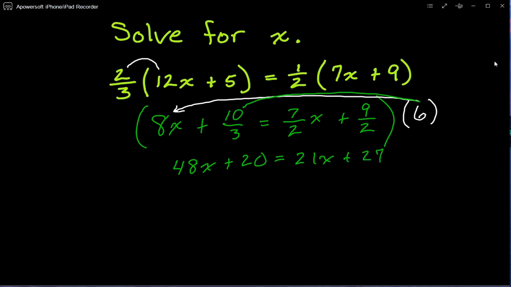We're now going to move our variable terms to one side, so I'm going to subtract 21x over to this side, and that will give us 27x. Move the constant terms to the other side, so we're going to subtract 20. That gives us 7. And then the last step is to isolate x by dividing by 27, which will give us x is equal to 7 over 27.